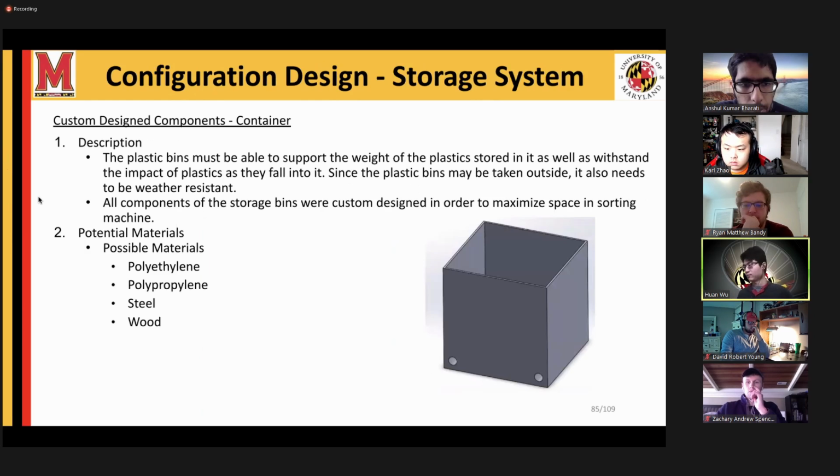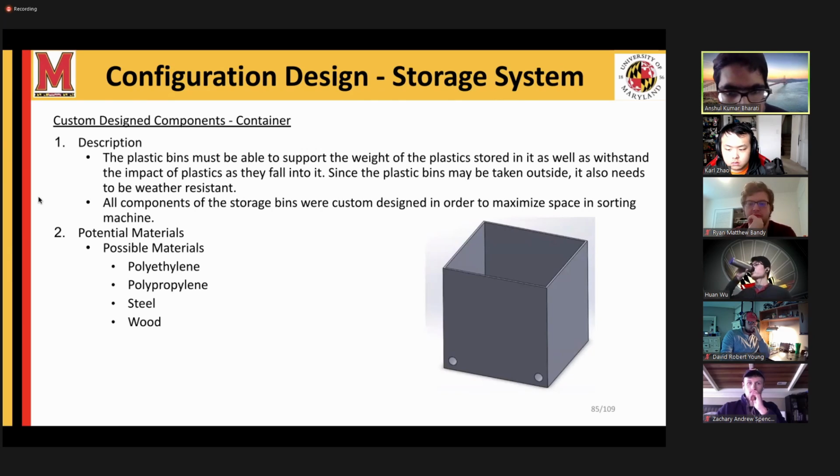so we figured that giving it extra protection against corrosion might be a better choice. Our storage system consisted of bins that can be moved in and out of the sorter. All components of the storage bins were custom designed in order to maximize the space in the sorting machine.